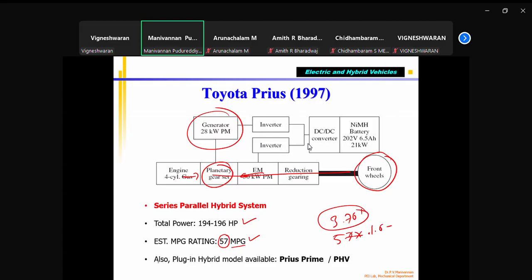And nowadays, a later model of Prius is available, a different model. It is available not only as series parallel, but presently also as a plug-in hybrid. It is called Prius Prime, and PHV they call it. They are offering different models. Series parallel and plug-in, both are available for Prius from Toyota nowadays. That's what I just want to say.